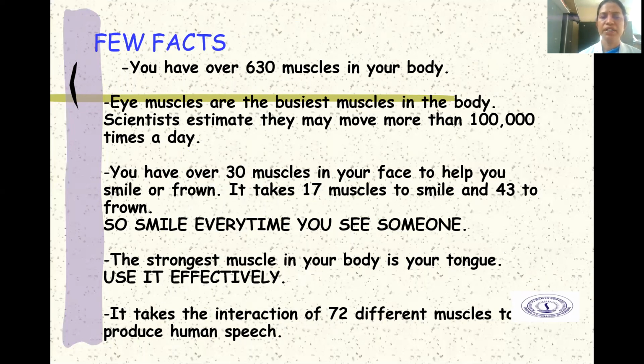The strongest muscle in your body is your tongue. Use it effectively. It takes the interaction of 72 different muscles to produce human speech. So when we speak, many different muscles function together to produce a communication. We use language for communication. So always interact in a language that the students can understand. So for all this to happen, we have various muscles supporting us to communicate. So develop adequate skills to use these muscles effectively and qualitatively.